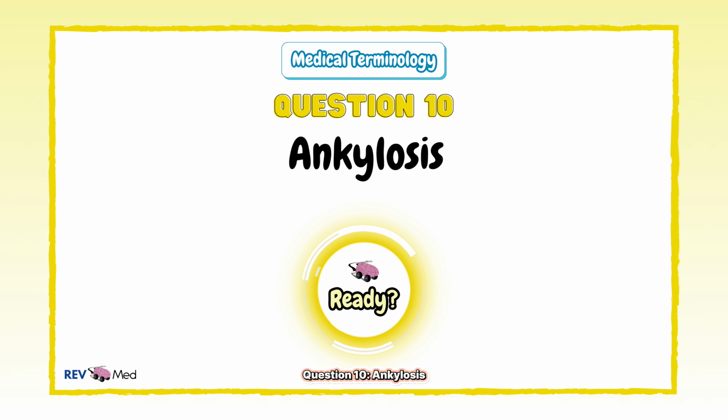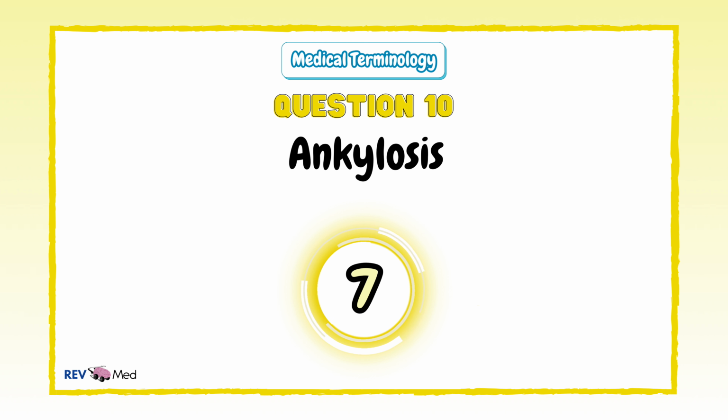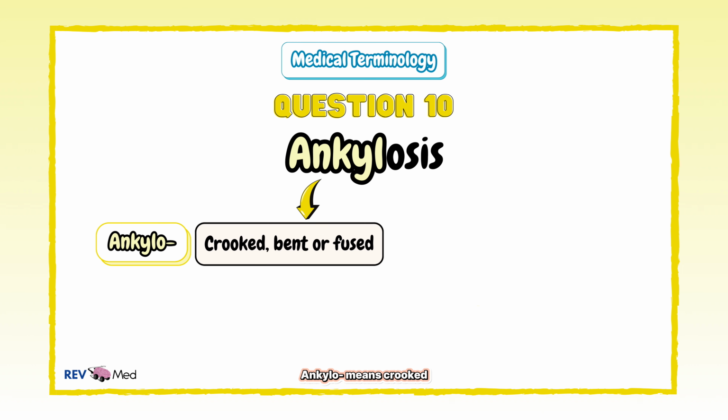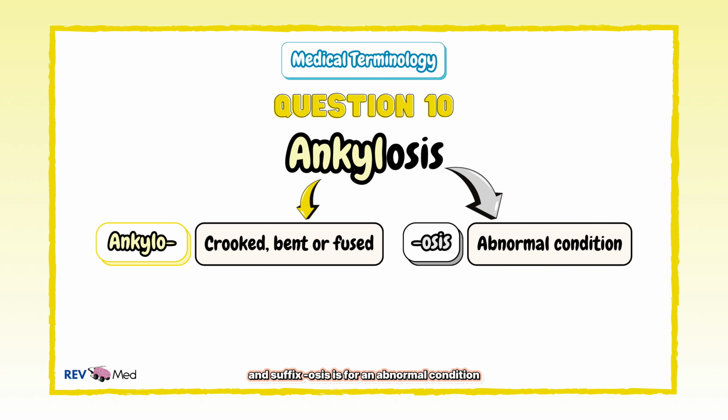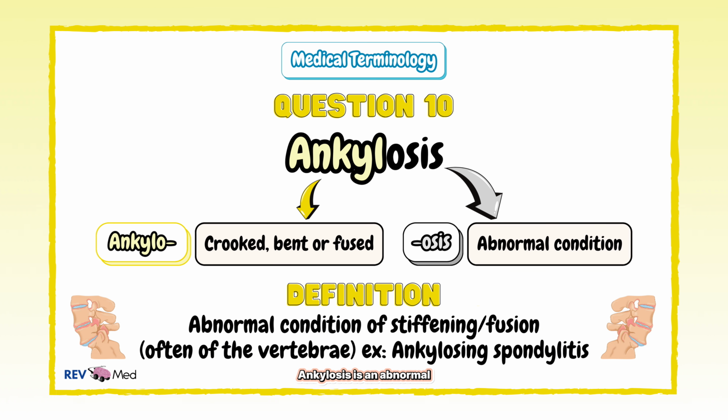Okay, last question. Let's finish off strong. Question 10. Ankylosis. I know you know this. Ankylo means crooked, bent, or fused, and suffix osis is for an abnormal condition. Ankylosis is an abnormal condition of stiffening or fusion that usually relates to the vertebrae.